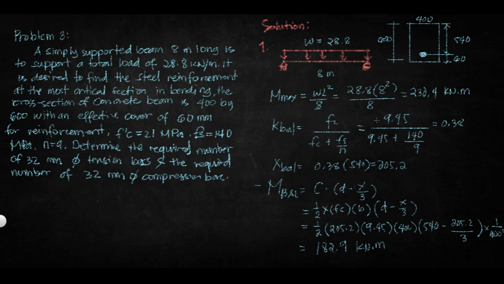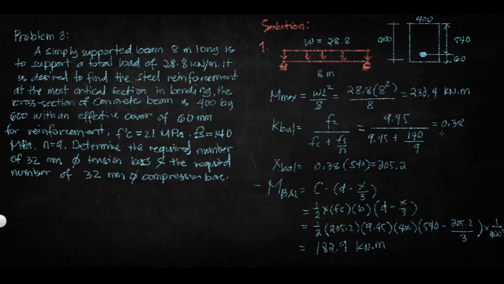So, the F prime C, which is given, is 21 megapascal. So 0.45 times 21, we will have an allowable stress sa concrete na 9.45. Okay? Then, for the steel naman, binigay niya FS 140. So, lagay po natin lahat ng value sa ating formula and we will have an answer of 0.38. Okay? Or 0.3778 approximately is equal to 0.38.